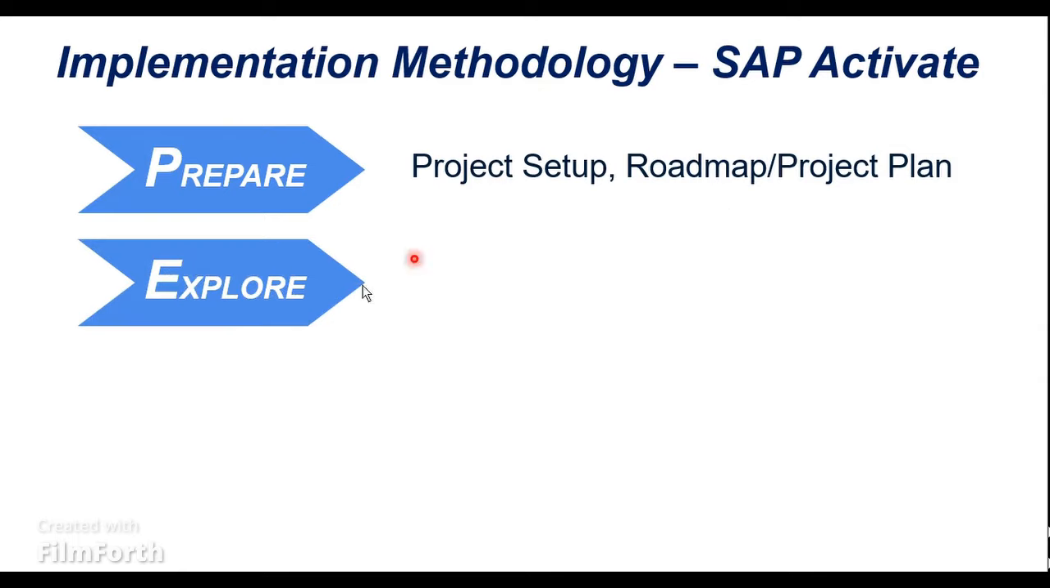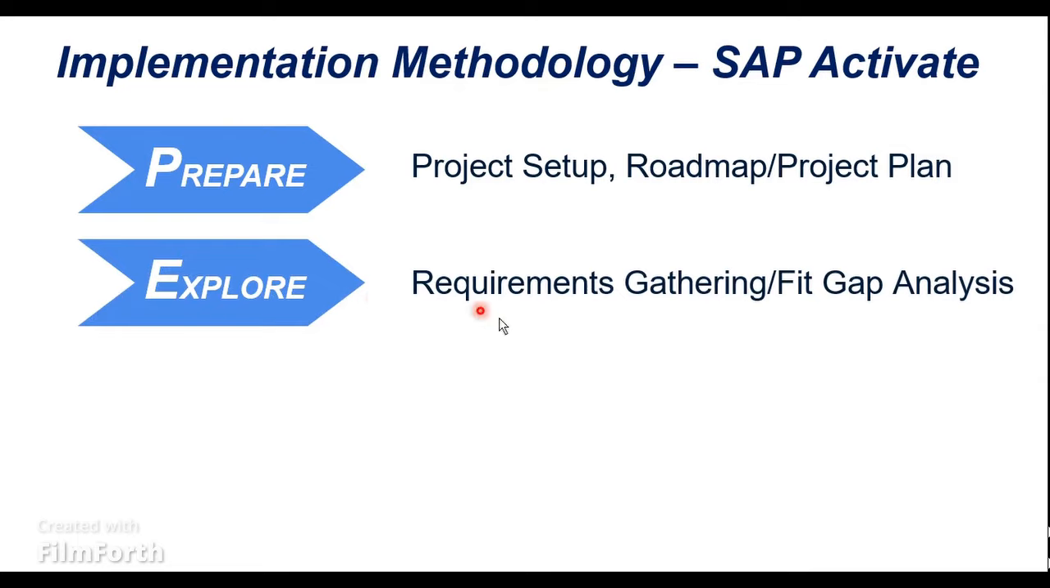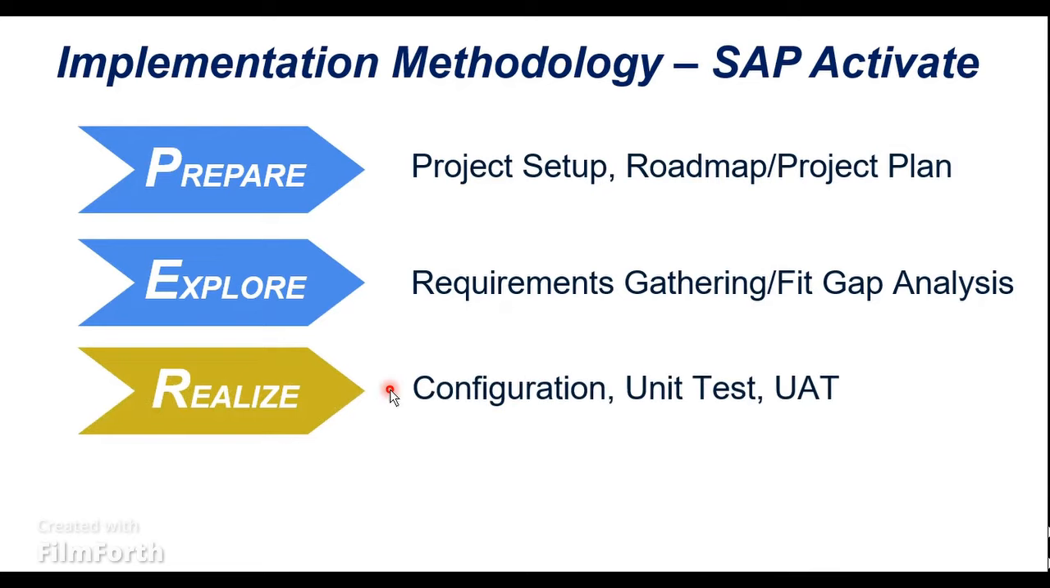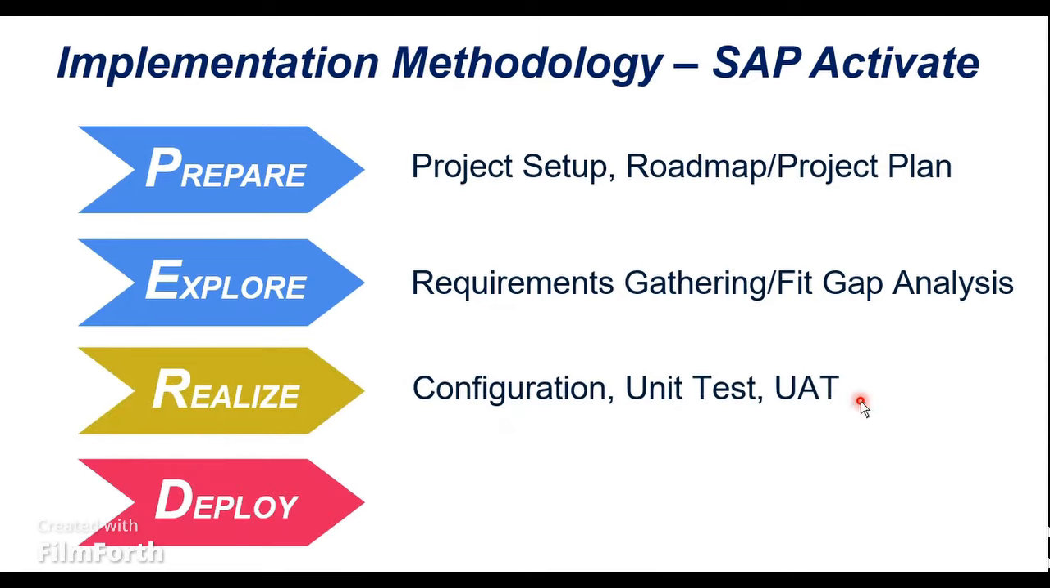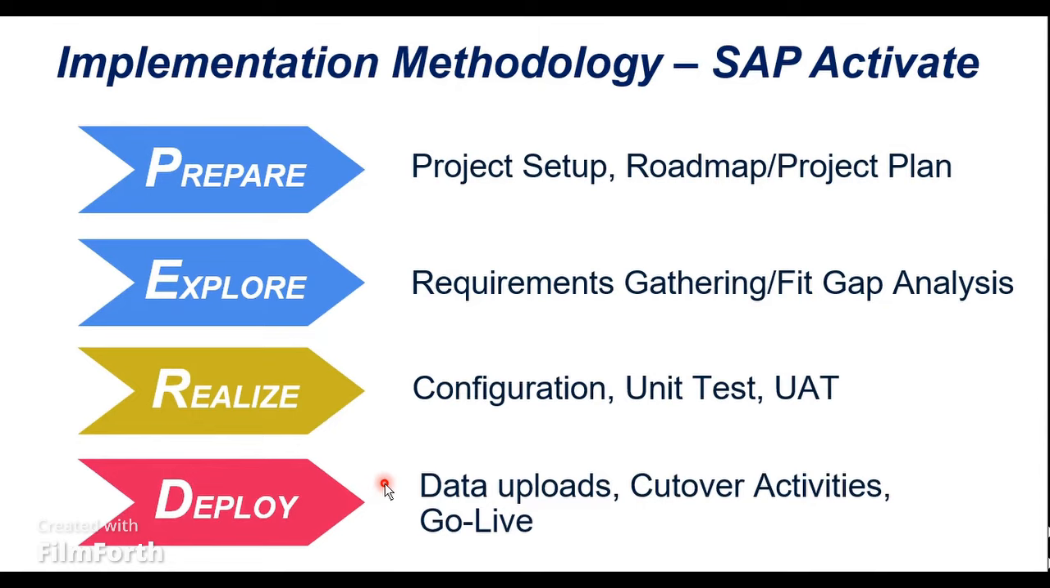And then explore. In explore, we basically do the fit gap analysis or the requirements gathering. And then realize. This is where the functional consultant will do the configuration, unit testing, and also UAT. UAT is done by the business team. And then we have the deploy phase. In the deploy phase, this is again part of the PRD system, where we upload the master data, execute the cutover activities, and also support the go live.